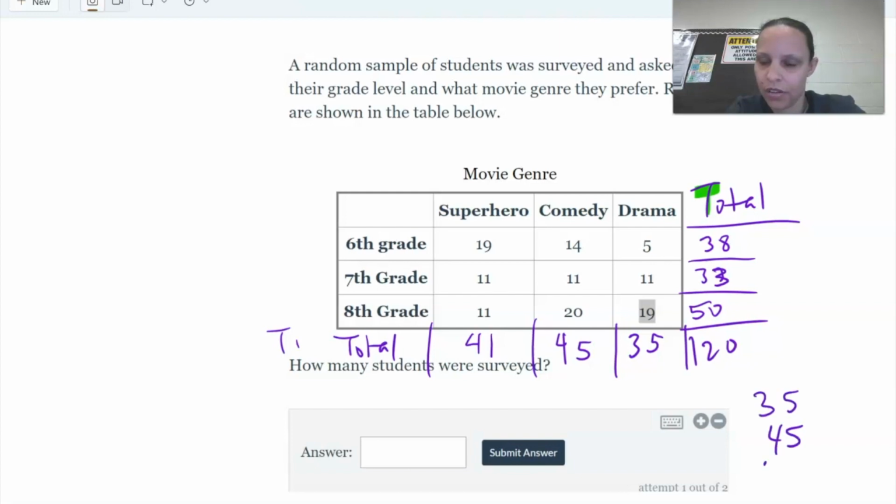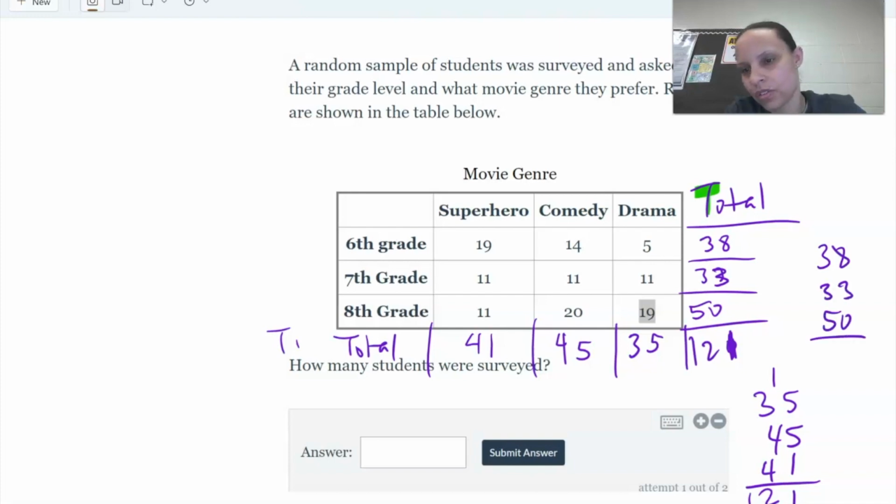Why am I blanking? That was wrong. So that's 11, carry 1, 8, 9, 10, 11, 12. Oh, so it's 121. All right, then if you add this, it should also equal 121. So 38, 33, and 50. So that's going to be 1, carry 1, 8, 9, 10, 11, 12. Yep, that works out. So 121.